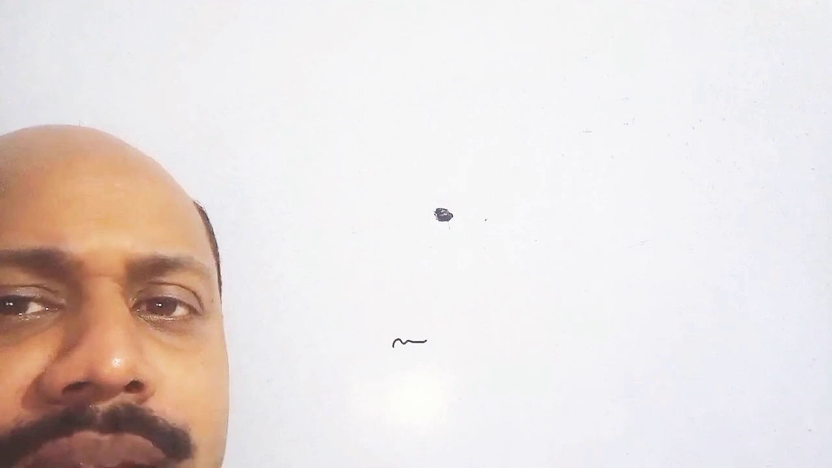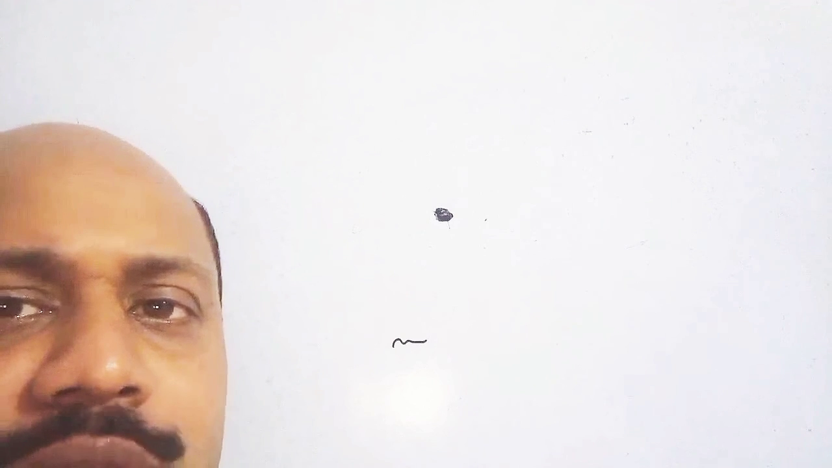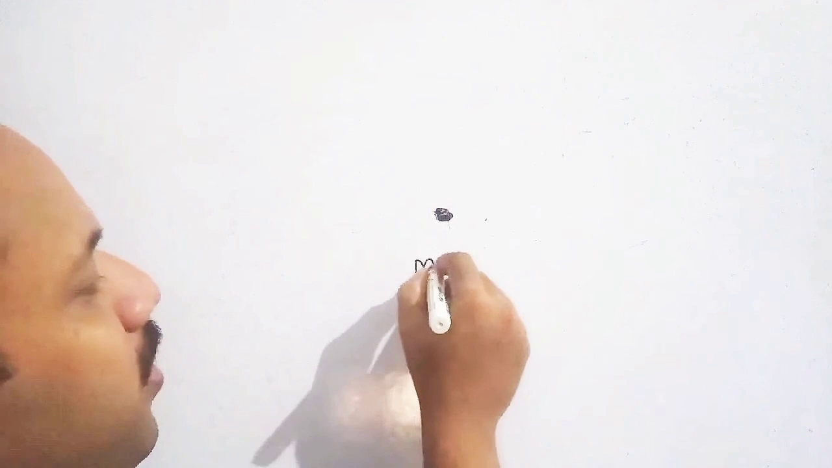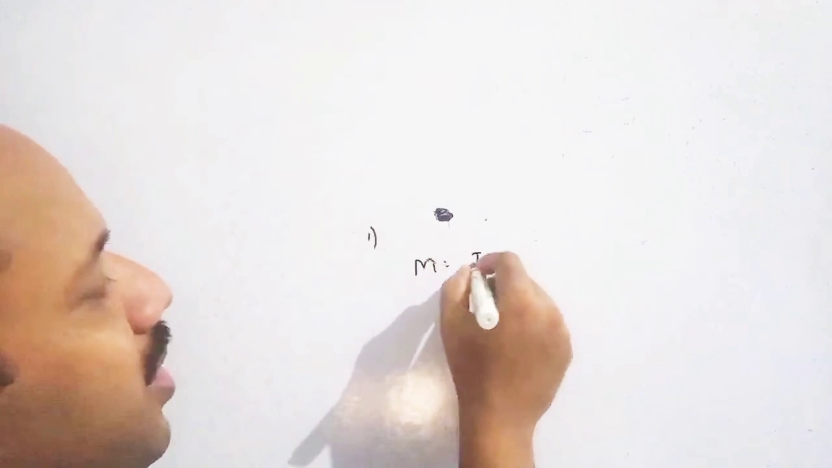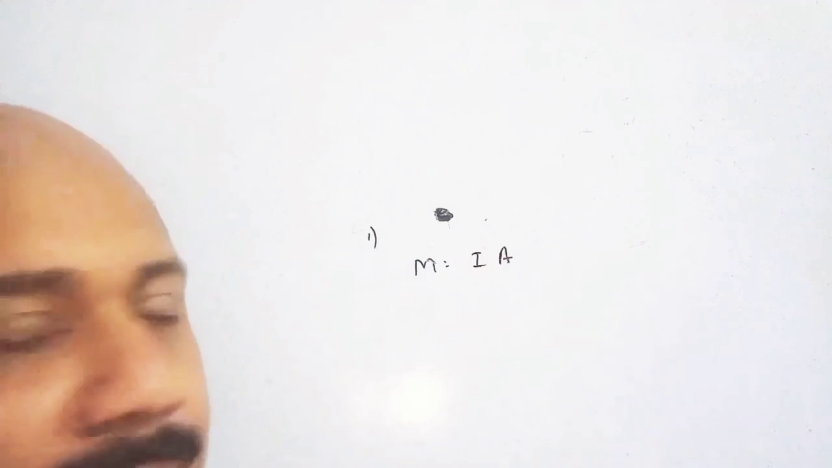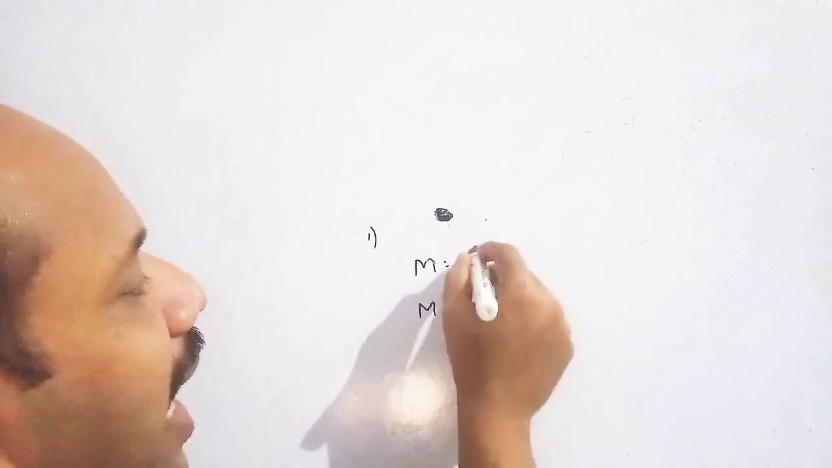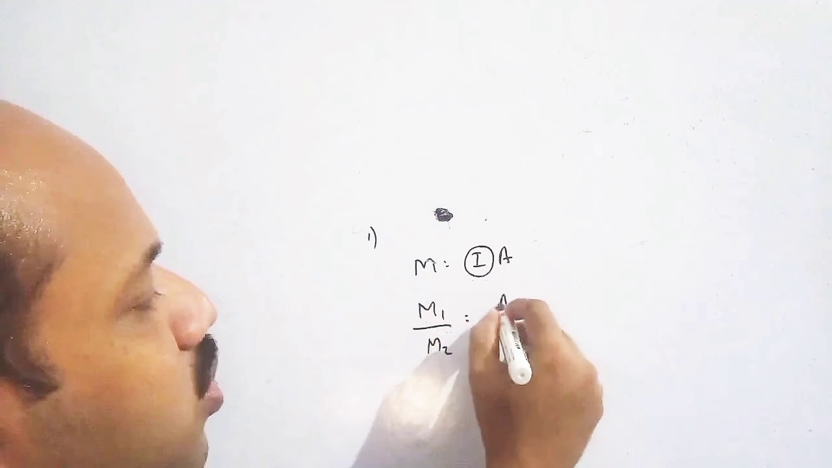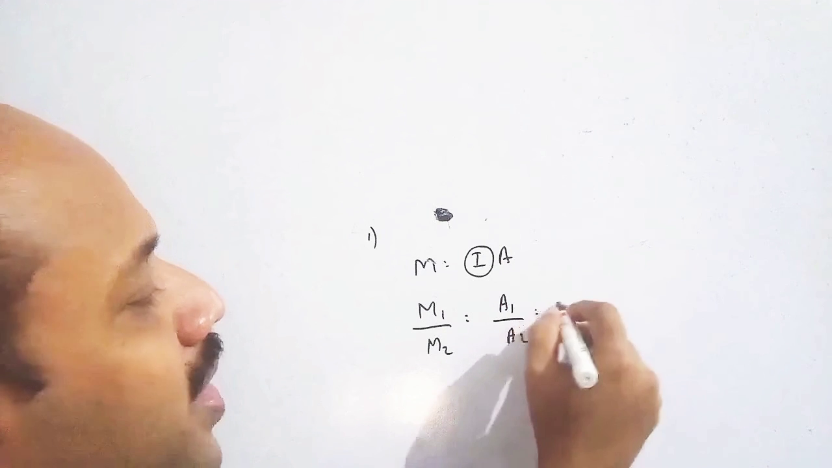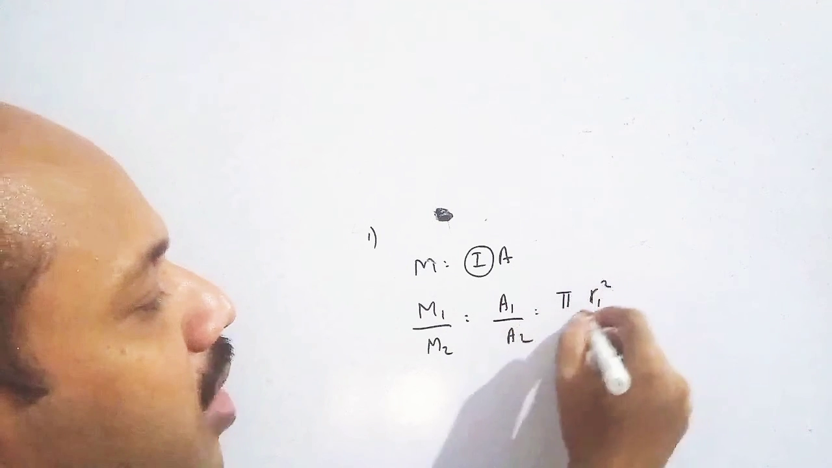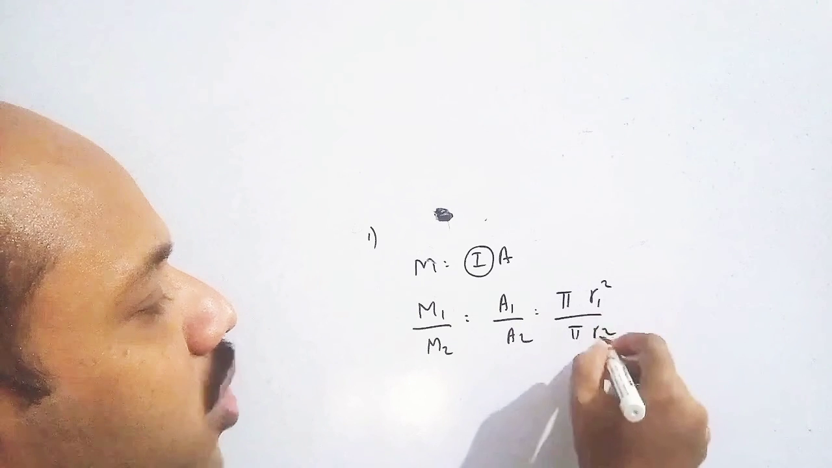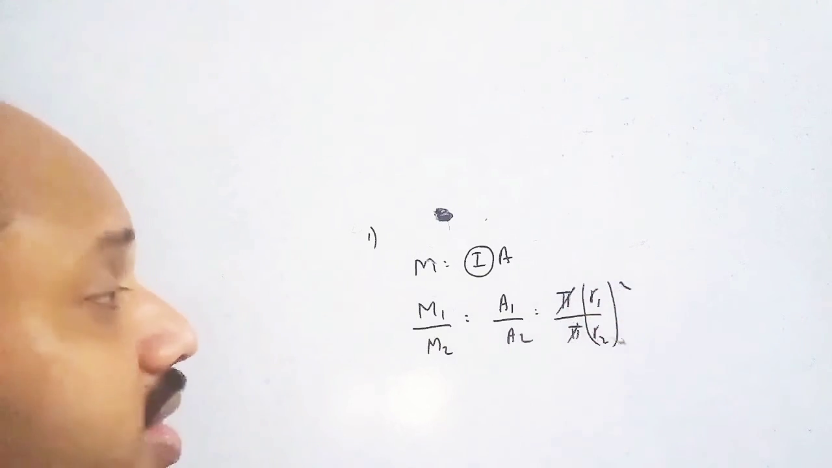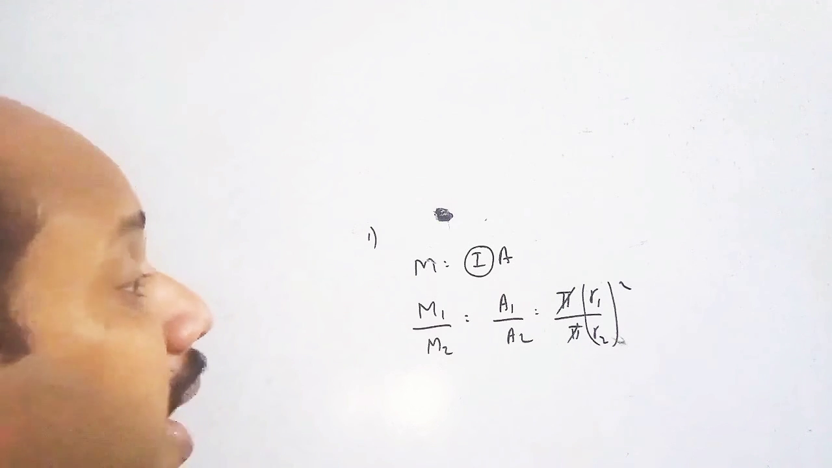What is the equation for the magnetic moment of a loop? The magnetic moment of a single loop is IA. Now I is constant, therefore M is proportional to A, so M1 by M2 is equal to A1 by A2. A1 is pi R1 squared and A2 is pi R2 squared. It is better to take it as R1 by R2 the whole squared, as pi cancels. That will be the ratio between their magnetic moments.